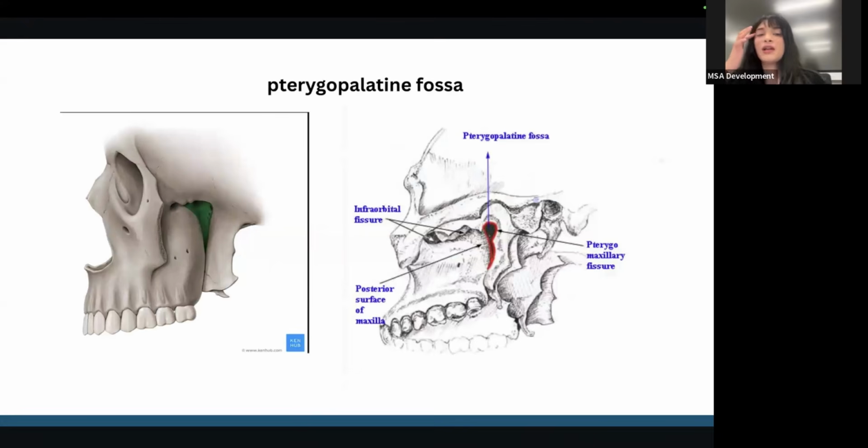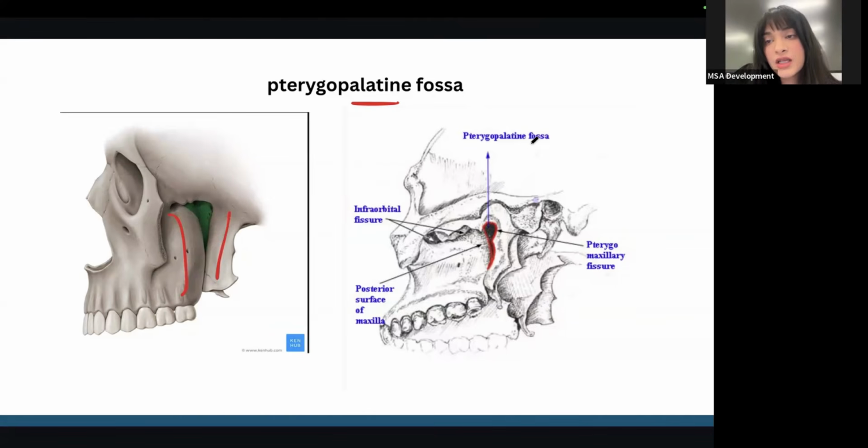Then you have the pterygopalatine fossa. So, what have we covered so far? We had the temporal fossa. We went down. We had the infratemporal fossa. Now we go a bit deeper. Okay, we go deeper immediately. We have the pterygopalatine fossa. As you can see here, this is the lateral pterygoid plate. This is the posterior border of the maxilla, and here in the middle you have the pterygopalatine fossa.